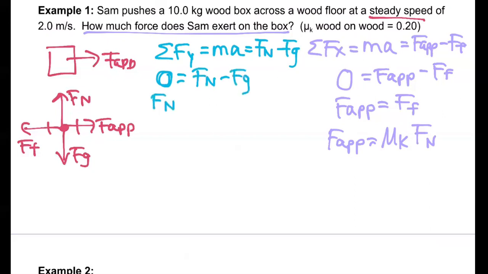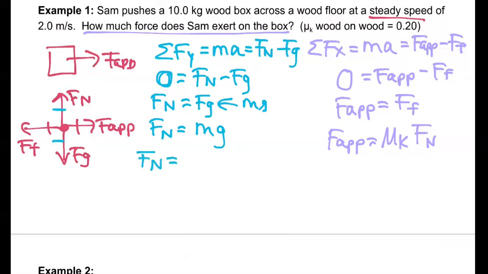I can set these two equal to each other since they're equal to 0. So force normal equals force gravity. And remember that force gravity is going to equal m times g. So force normal is equal to m times g. Now this is not always the case. Literally the next example we're going to do, this is not the case. However, since there are no other forces acting in the y direction, this is true.